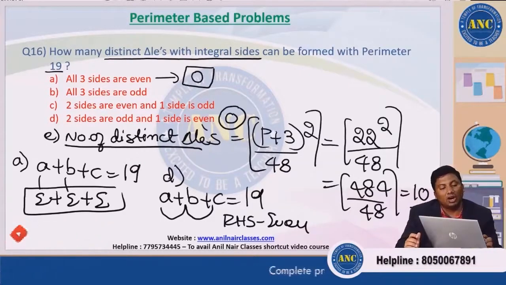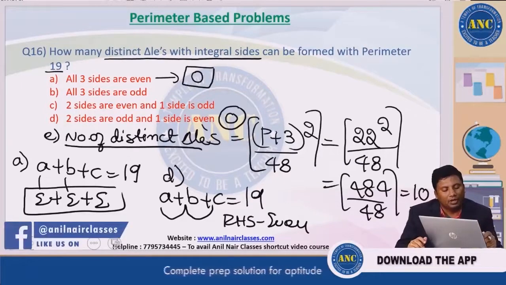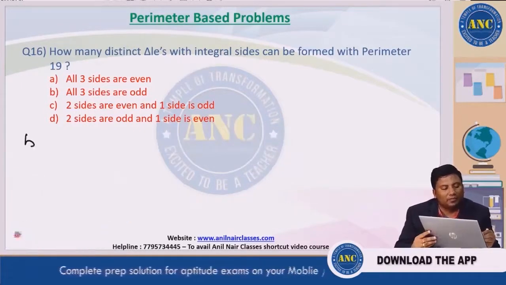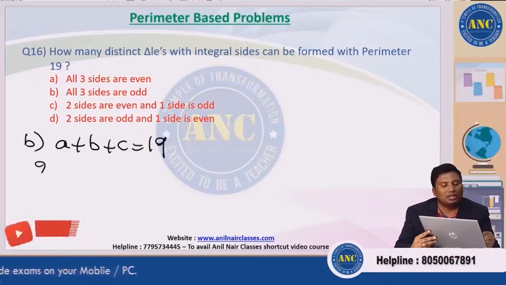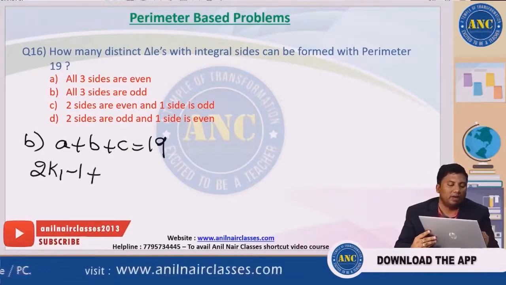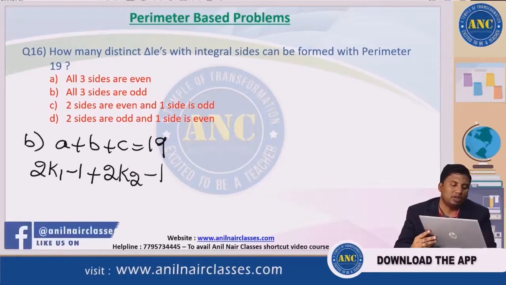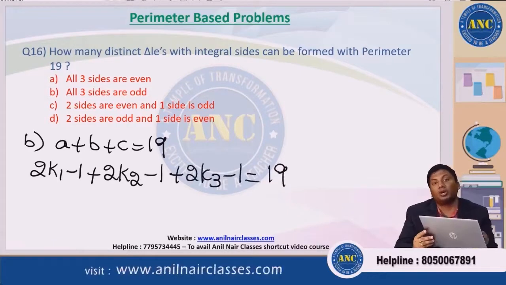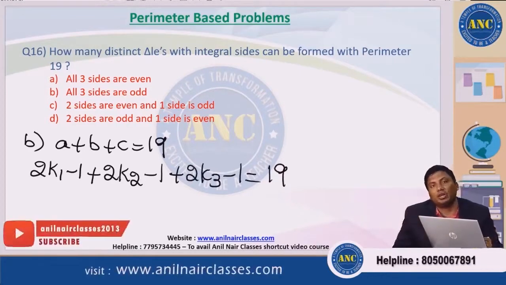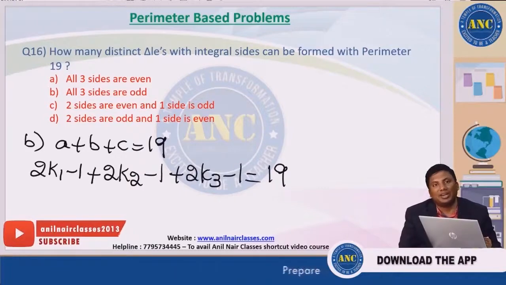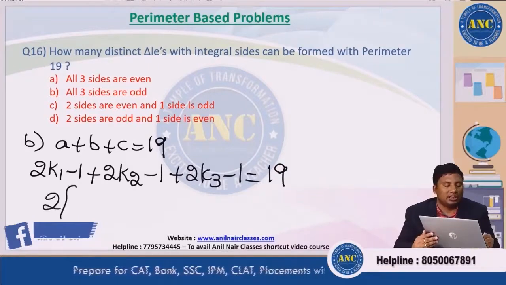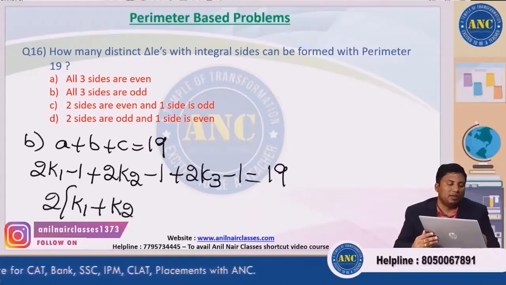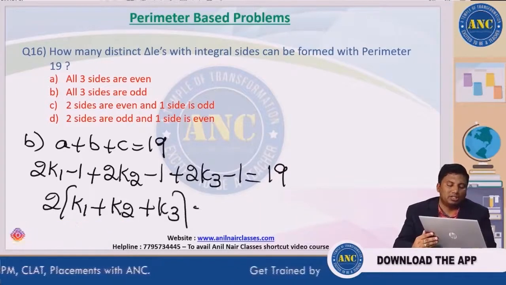All the three sides are odd. B side. A plus B plus C is nothing but 19. All the three sides are odd. So 2k1 minus 1, 2k2 minus 1, 2k3 minus 1. Why are we doing 2k1 minus 1 but not 2k1 plus 1? Because if I take 2k1 plus 1, k1 will become 0. A side cannot become 0. Side should become 1.